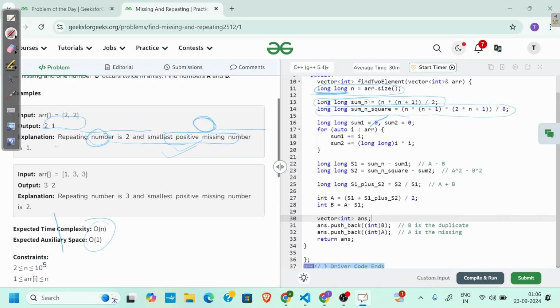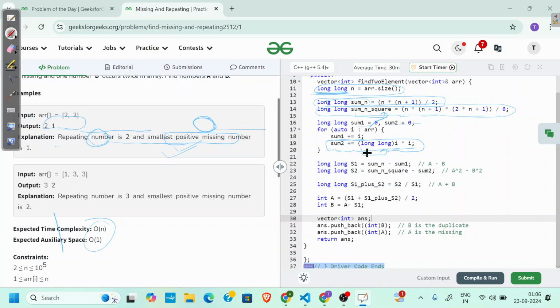And what is the summation of 1 square plus 2 square plus 3 square up to n square? This is n into n plus 1 into 2n plus 1 by 6. There is no doubt till now, I think. Sum 1 is the sum of array elements. Sum 2 is the summation of array elements square, so sum 2 is i into i. I am again saying this is important.